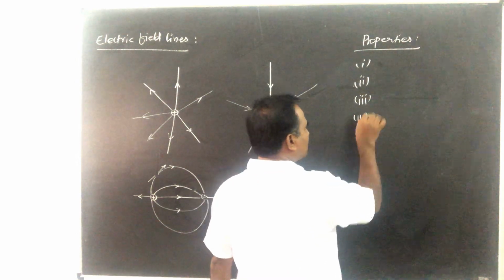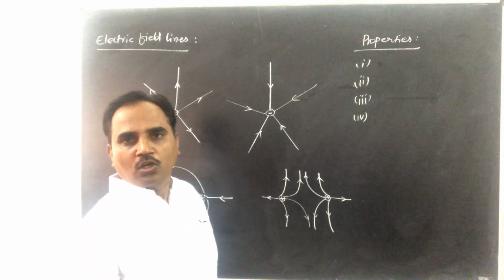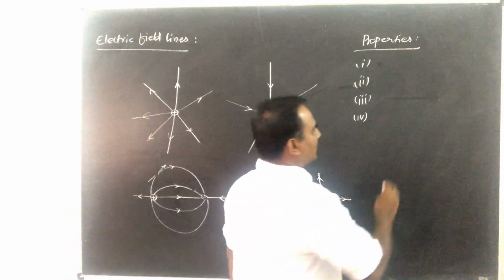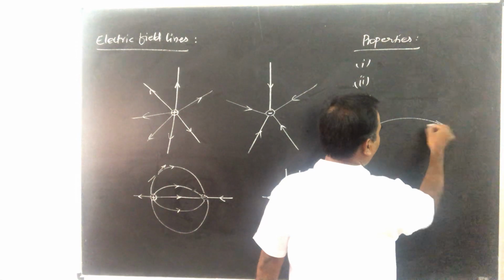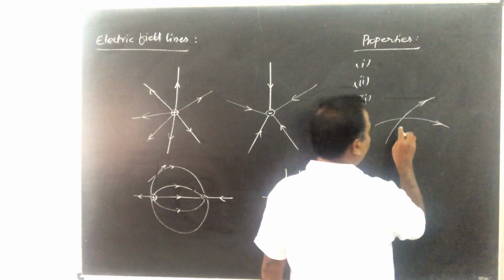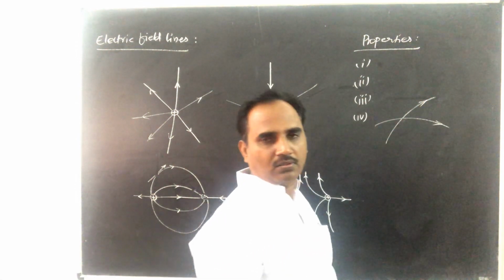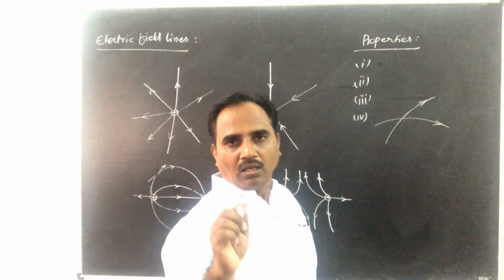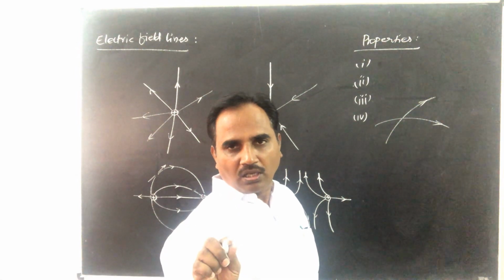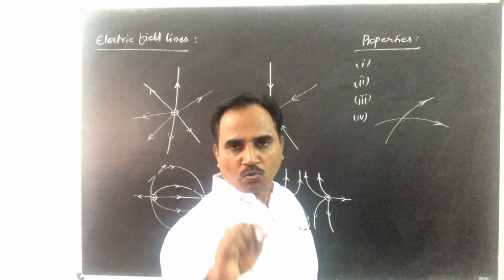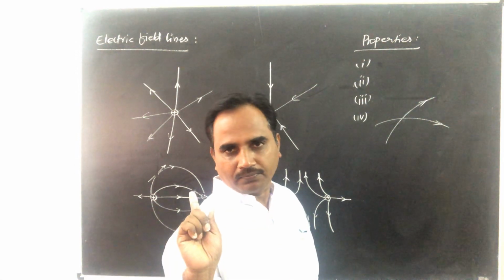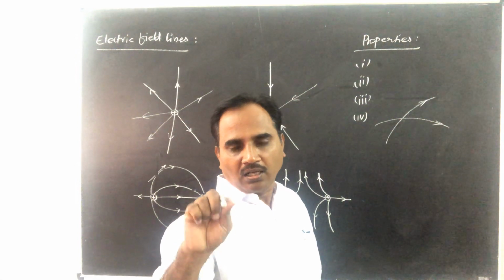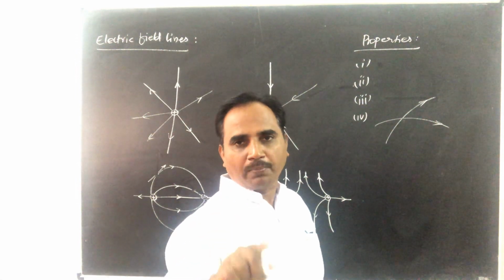The next property is that two electric field lines never intersect. So here, this is one electric field line, this is another electric field line. This type of intersection never happens, because electric field at a point always has one particular value and one particular direction. So at any point in the electric field, electric intensity has some value and a particular direction.